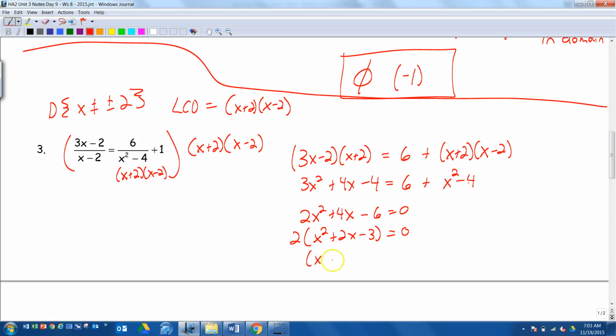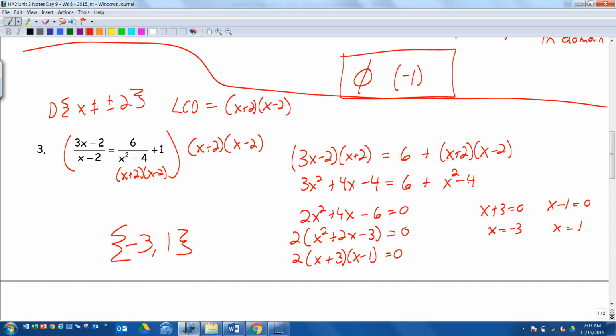Factor the quadratic. So what do we have? 3 and 1, plus 3 minus 1. The 2 doesn't really matter at this stage. Zero product property. So we get x equals negative 3 and x equals 1. Look at your domain. We can have both those numbers. So my two solutions are negative 3 and 1, both in the solution set.